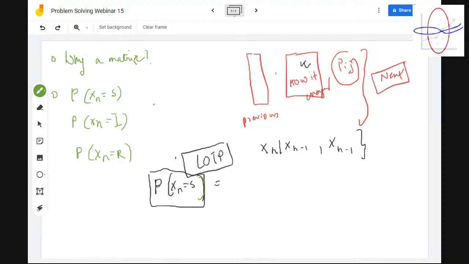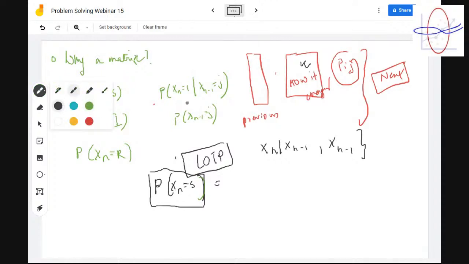Yeah. Tell me. So we have to apply the law of total probability, right? So what information do you have? You have the information probability X_n is equal to i given X_{n-1} is equal to j, and we have the information probability X_{n-1} is equal to j. So you have this information. So what do you do? Yeah, bolo. So probability of X_n equals s.